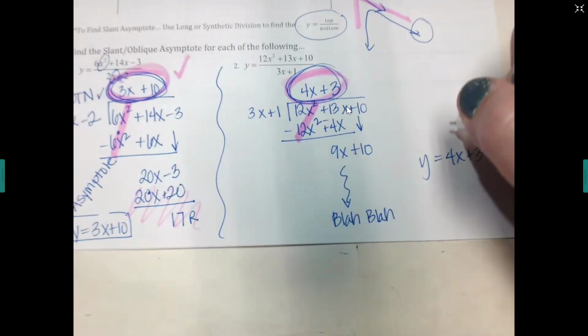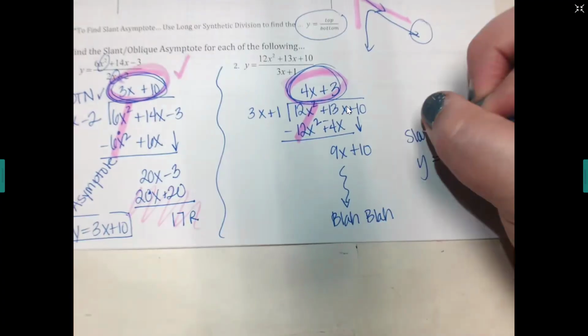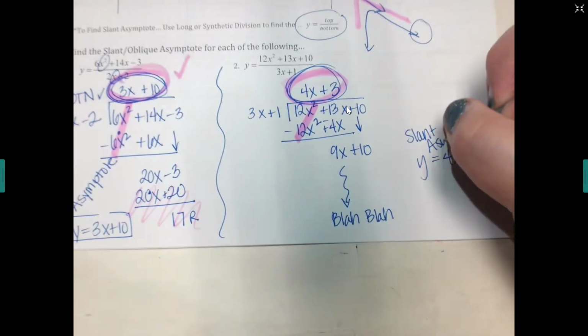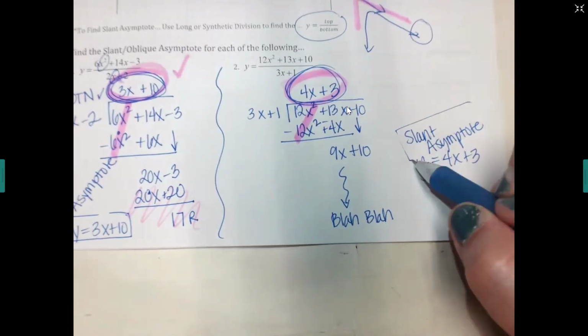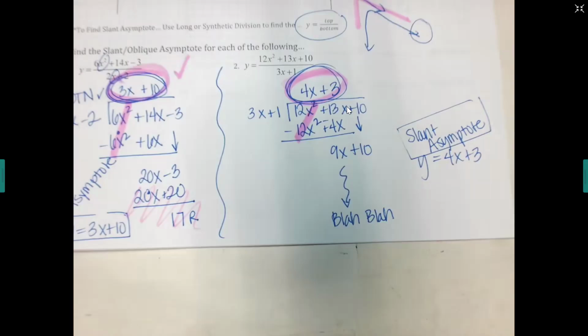And then remember that's called a slant asymptote. So you should now know how to find vertical asymptotes, horizontal asymptotes, and slant asymptotes. Go ahead and turn the page. We're only graphing two of these, just because obviously we've done a million examples in the past.